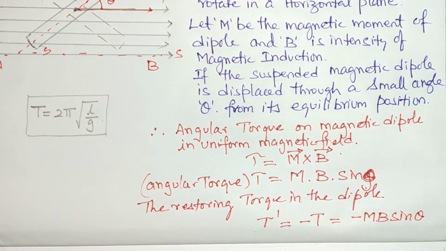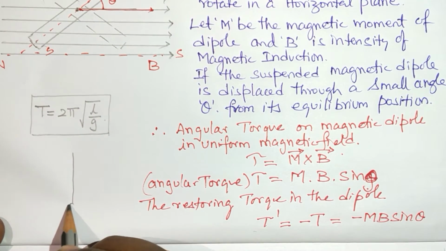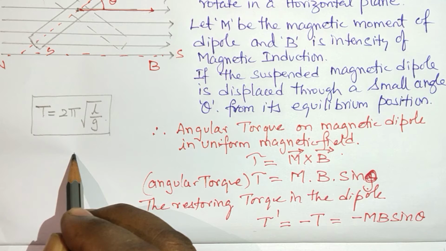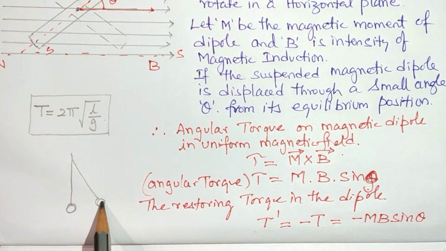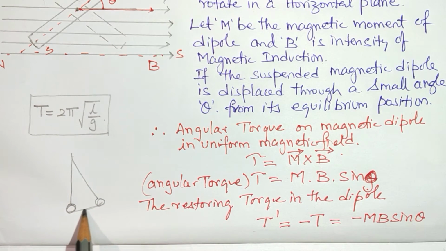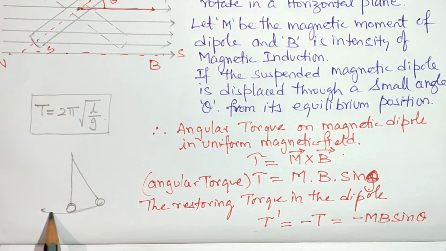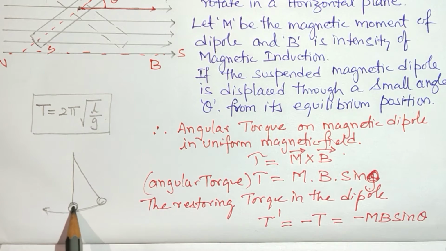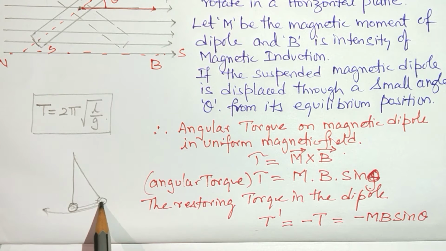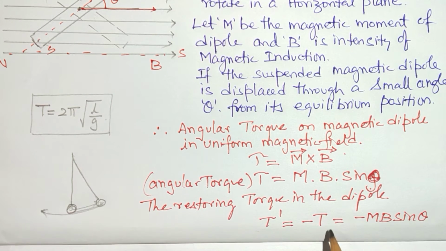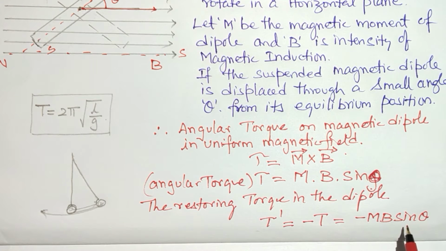In the case of a simple pendulum also we have seen, or in a spring we can see, that this is the mean position. Now if I bring this pendulum to this extreme position and allow it to oscillate, it will not come to the mean position and stop. It will move to the other extreme end and come back because it has gained some momentum. When I moved this from the mean position to this position, a restoring force was generated in it. This restoring force will always be in the opposite direction. Therefore I have put the minus sign. So this is minus MB sin theta.